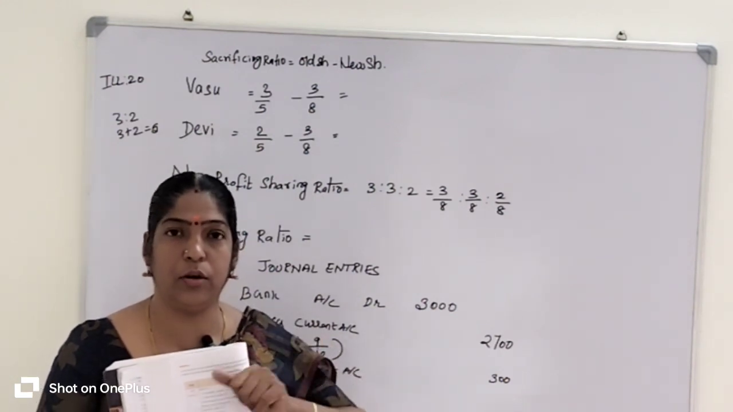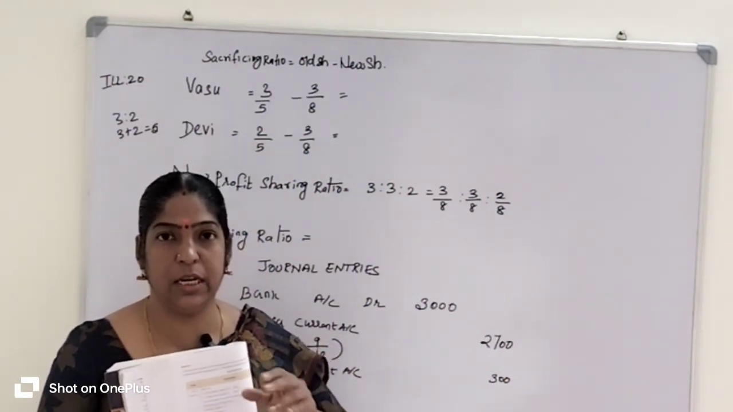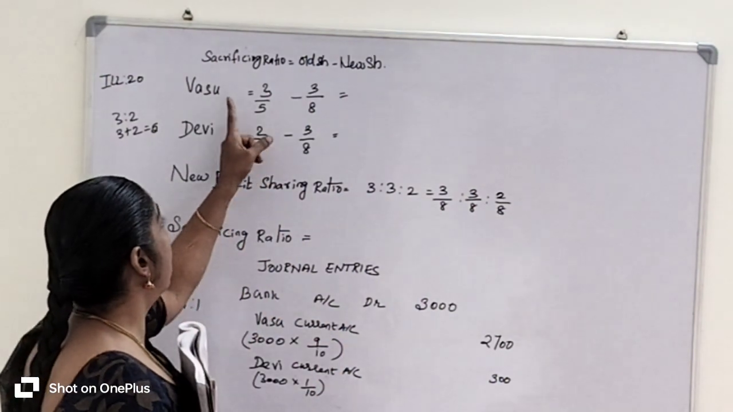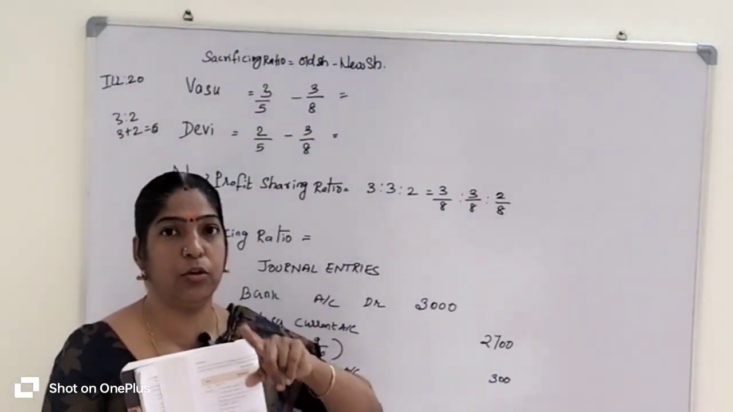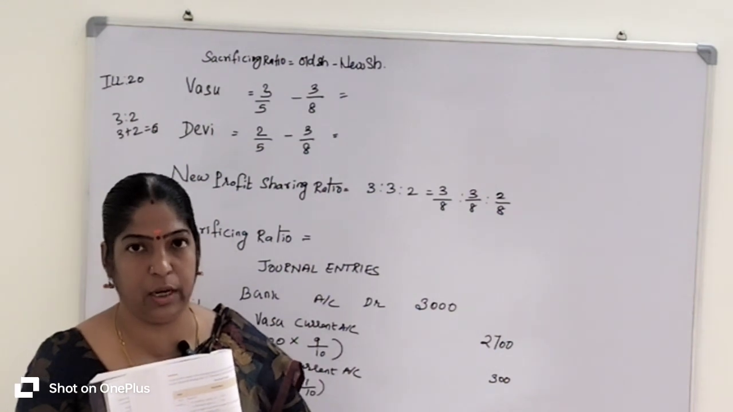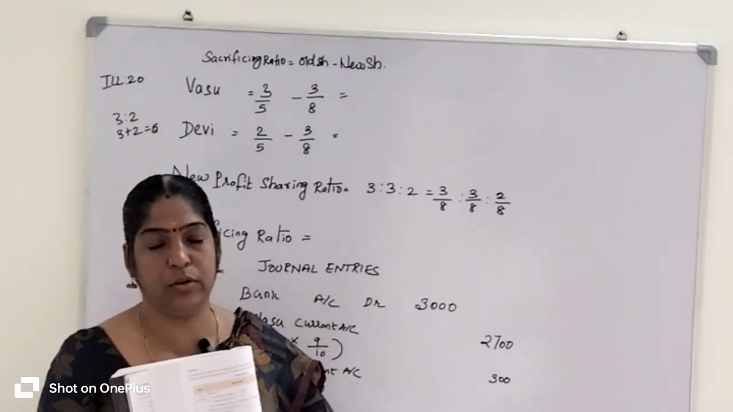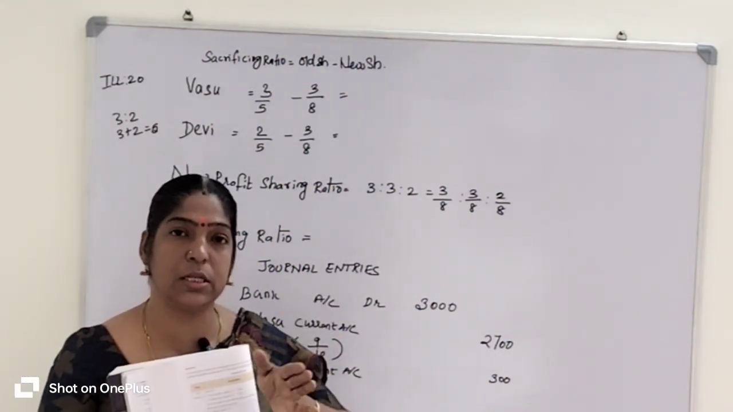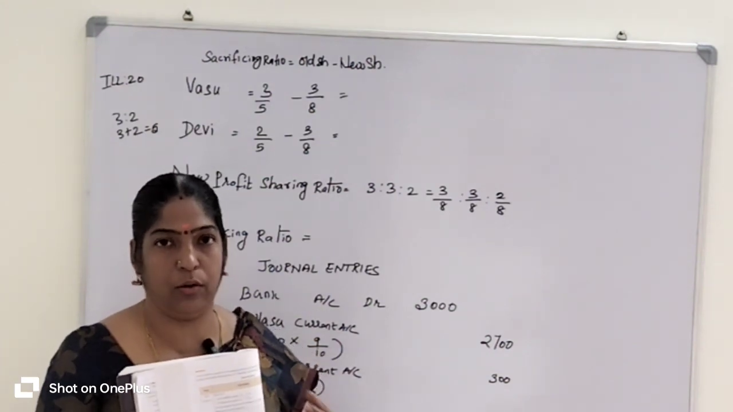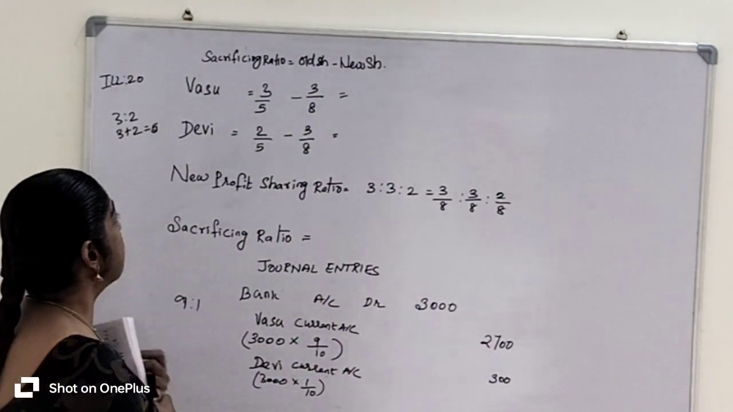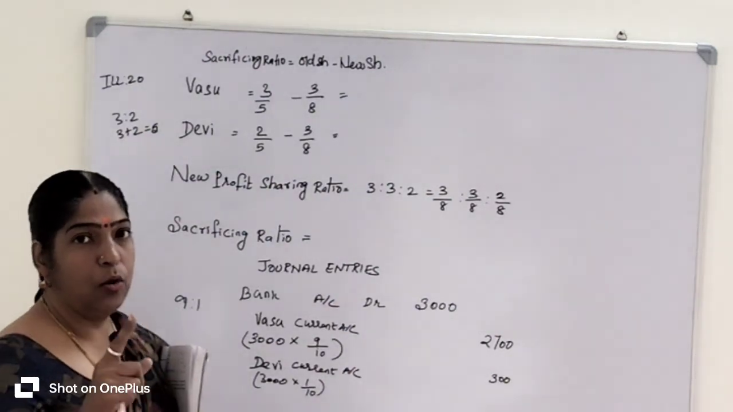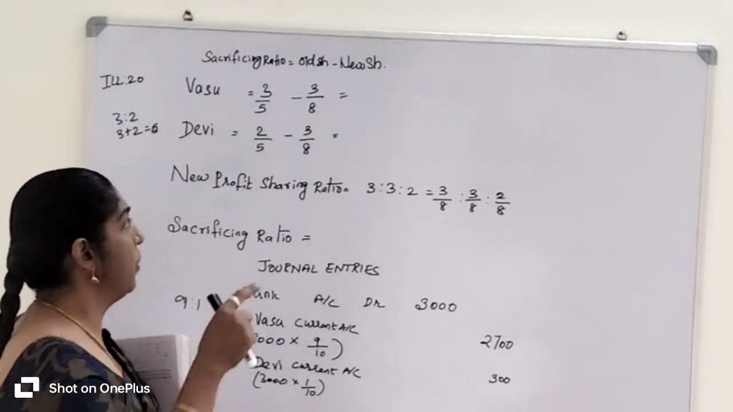Then how will you find out the sacrificing ratio? It's very simple. You have to subtract new share from old share, and you will get the sacrificing ratio. So first we have to find out the sacrificing ratio, then you will pass the journal entry for the goodwill. The format to find the sacrificing ratio is old share minus new share.